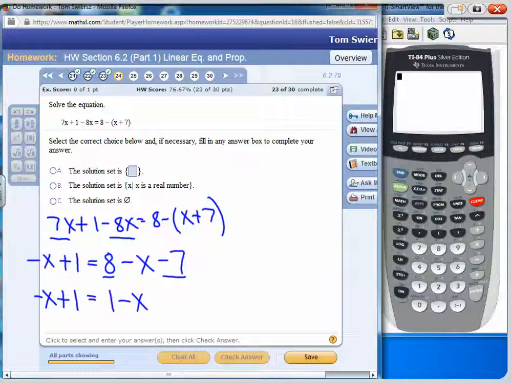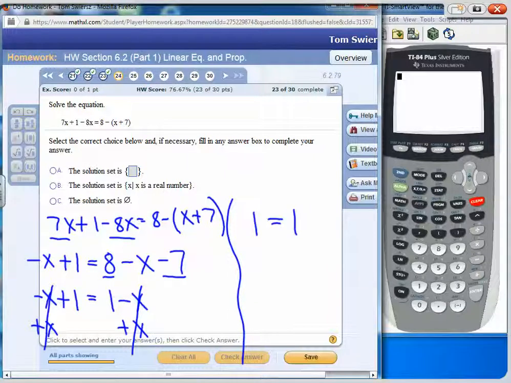On either side, the left side or the right side, to get rid of the minus x, because we have x's on both sides, we would add x to both sides. Okay, on the left side, negative x plus x cancels out. We get 1, just 1, 0 plus 1. We have negative x plus x cancels out again on the right side, so we end up with just 1.